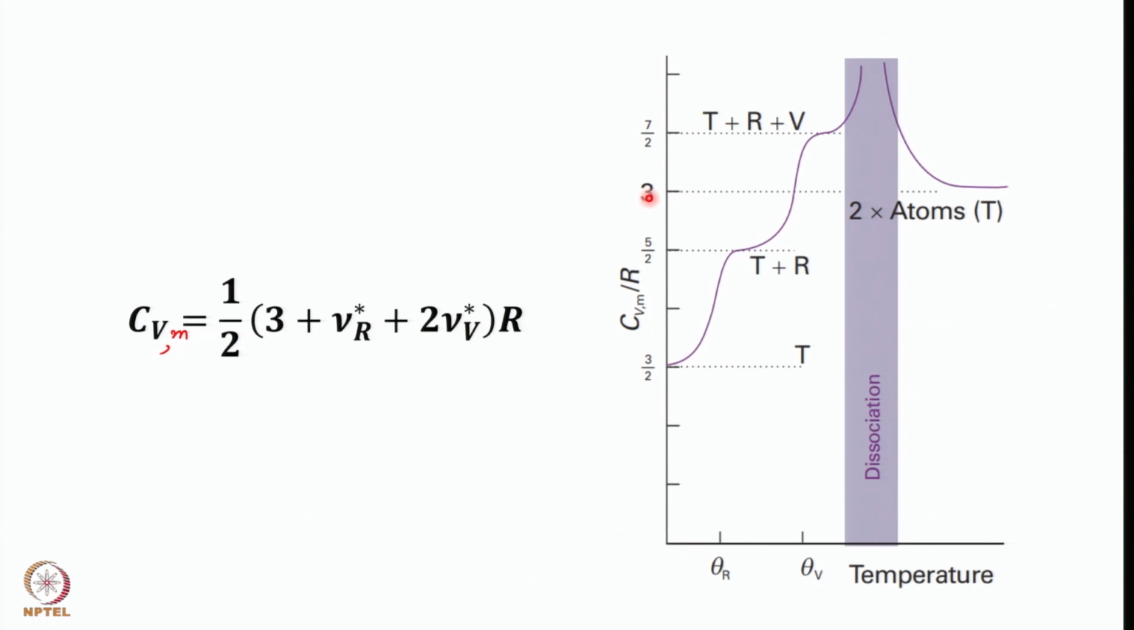Now, suppose you are given an exercise to make a similar plot for a linear triatomic molecule or a non-linear triatomic molecule; you should be able to make similar plots. You have to take into account whether the molecule is linear or non-linear, because the rotational contribution will be decided by that. And then after the dissociation, again you have to explain your answer with justification.